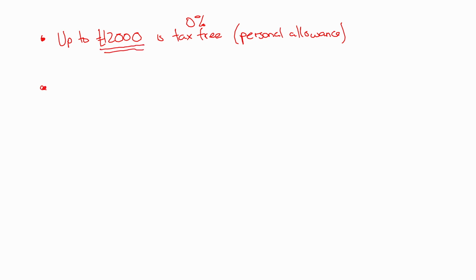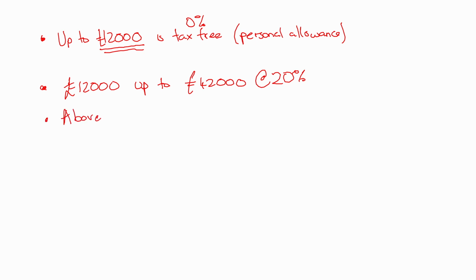The second bullet point will take us from 12,000, or whatever our tax-free amount is, up to another figure. Let's go to 42,000. And that is normally charged at 20%. And then finally, above 42,000, 40%.